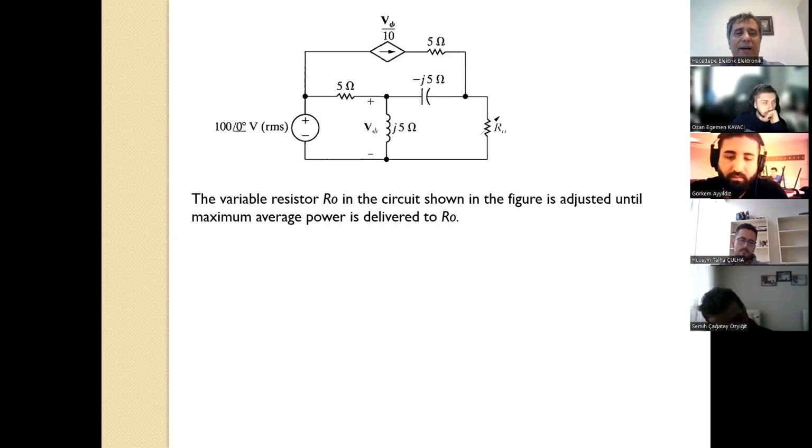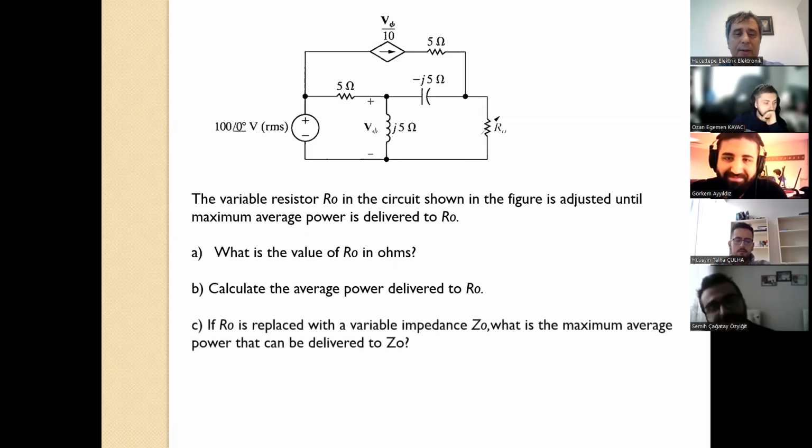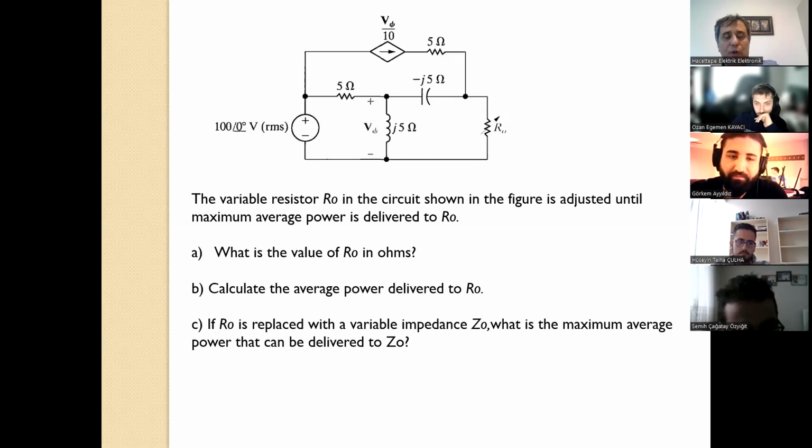Okay, the variable resistor, and so on. This is the text. What is the value of RL for the maximum average power transfer? Calculate the average power delivered to the output resistance. Now, the resistance is replaced by a variable impedance. Note that this time, it means that part C is turning this circuit into the limitless one. No limit upon the load.